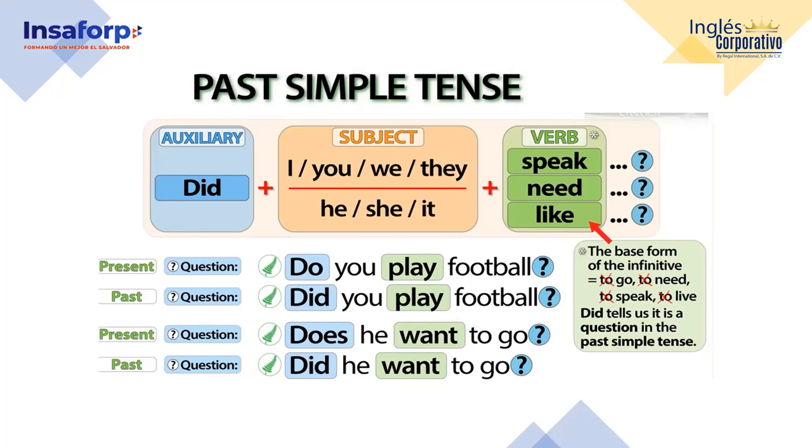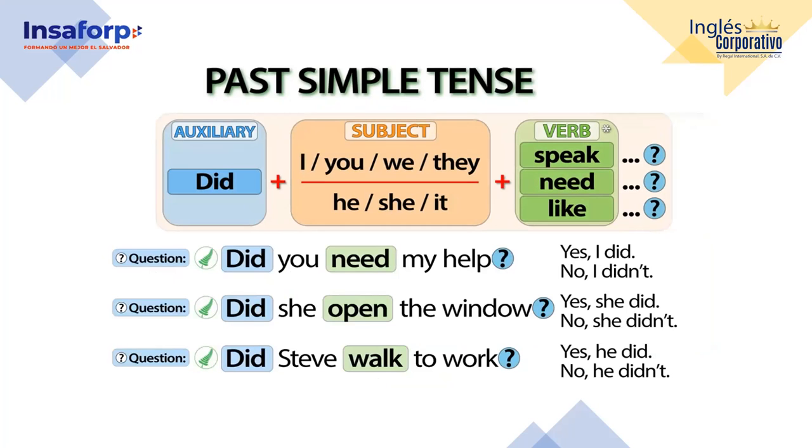So, how am I going to answer the questions? Like this. These are my two options for answering the yes, no questions. I can say yes or I can say no. Yes, I did or no, I didn't. Yes, she did or no, she didn't. Yes, he did or no, he didn't. Only two options, yes or no.